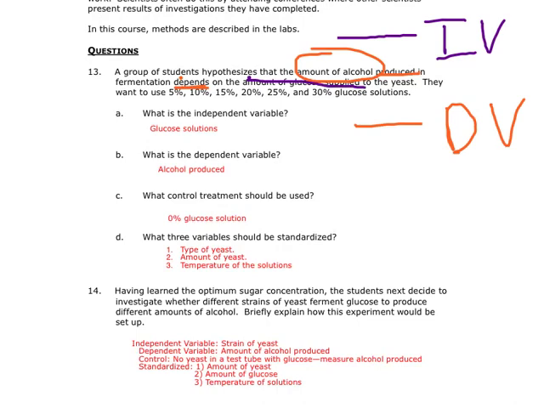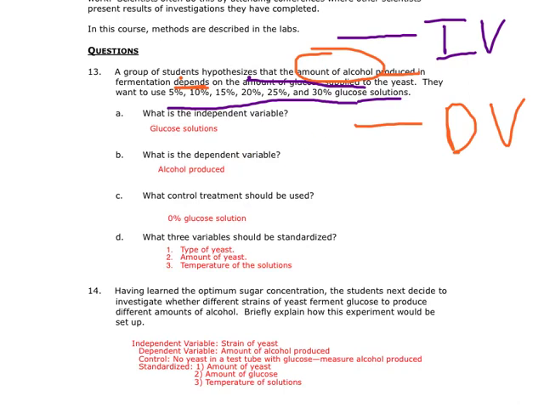Right? And then it even goes one step further. It says they want to use a 5, 10, 15, 20 glucose solution. So right here you can even see that the experimenters in this case are changing the amount of sugar. 5, 10, 15, 20, 25. That's what's in their control. That's what they've decided to manipulate or change. Right? And then the amount of alcohol depends on this, the amount of glucose. So the independent variable is the glucose, and the amount of alcohol, therefore, has to be the dependent variable.